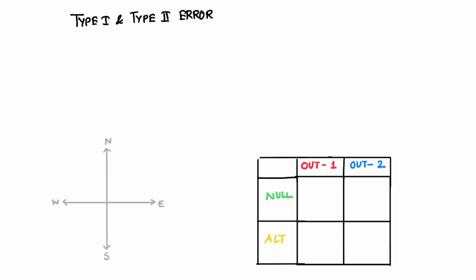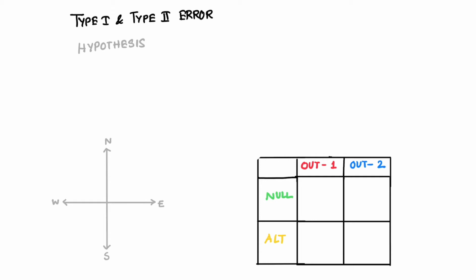So to understand type 1 and type 2 error, first we have to understand how we conduct any biomedical research. To conduct any biomedical research, first we start with something known as a hypothesis. So what is a hypothesis? Hypothesis is simply the starting point of any investigation.